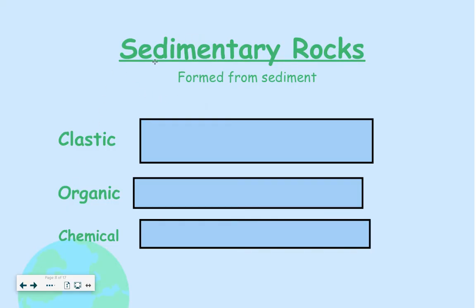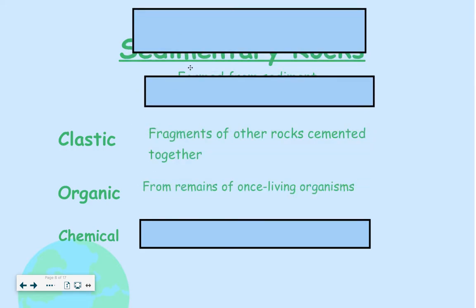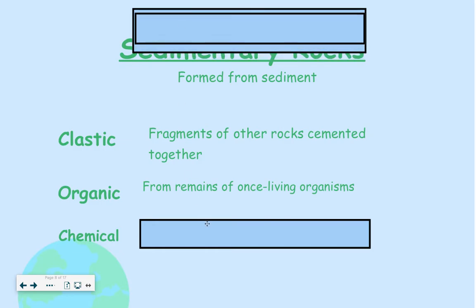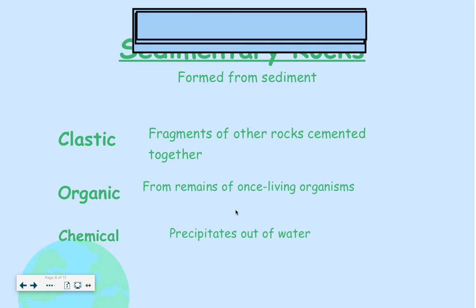Sedimentary rocks is the next major group, formed from sediment. Clastic rocks are formed from fragments of other rocks cemented together. Organic rocks came from the remains of once living organisms, and chemical rocks precipitate out of the water. Like if the water evaporates, you'll be left with salt.